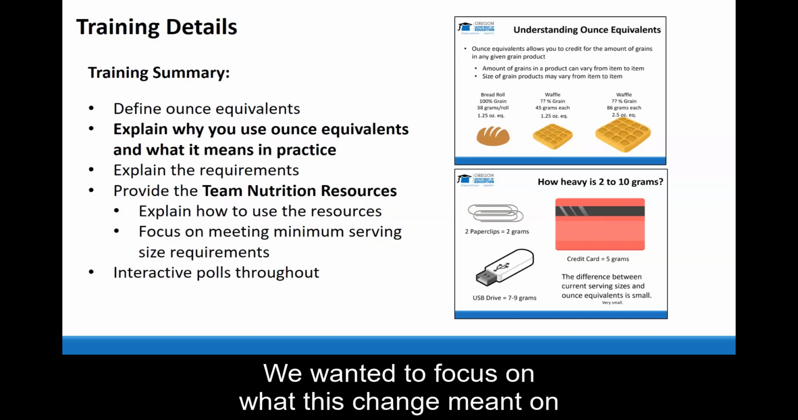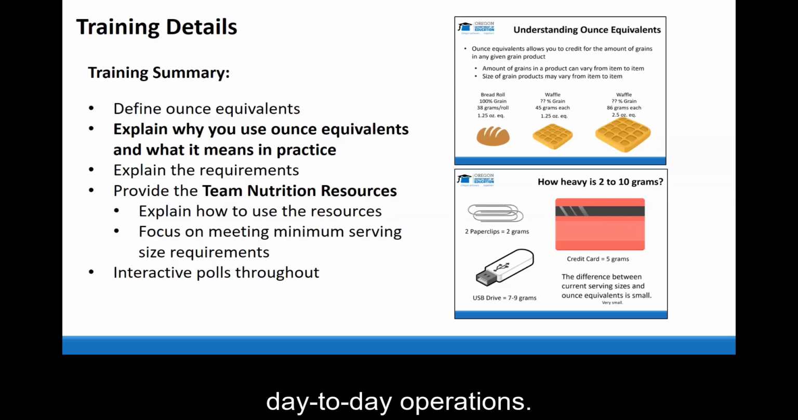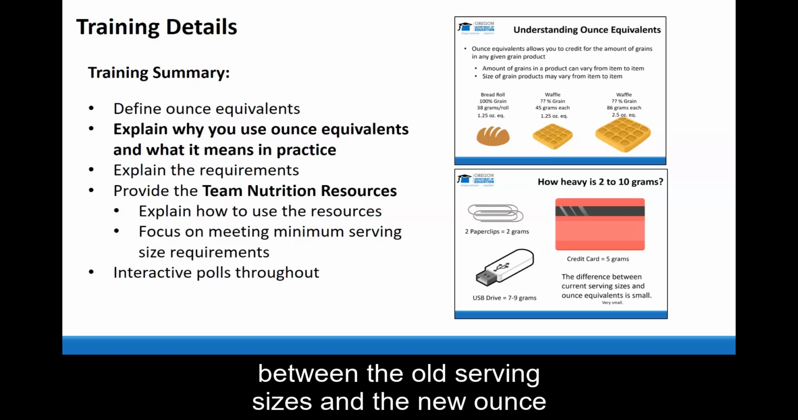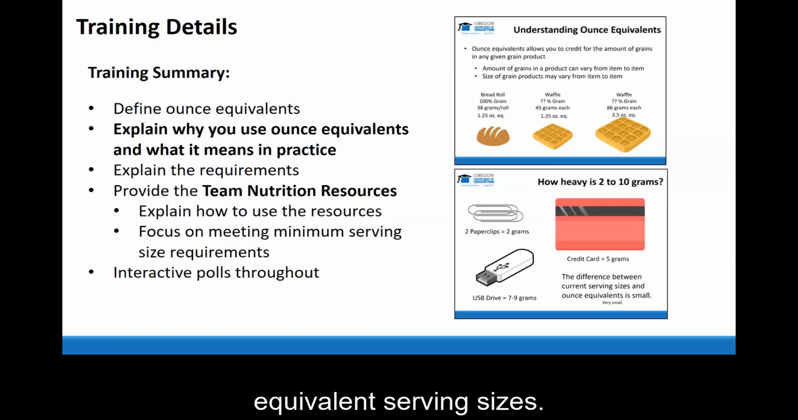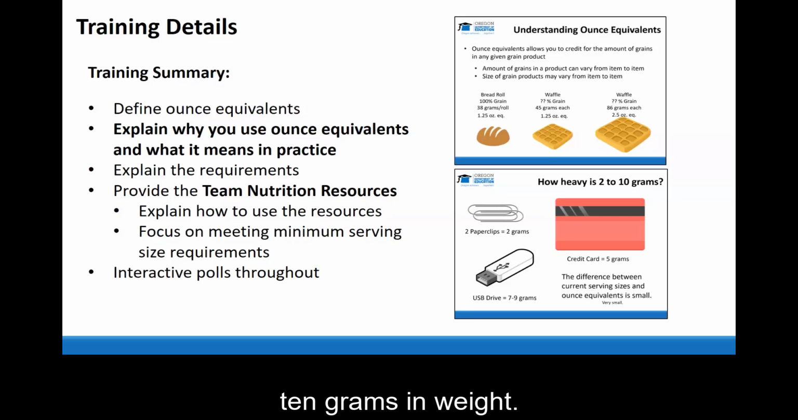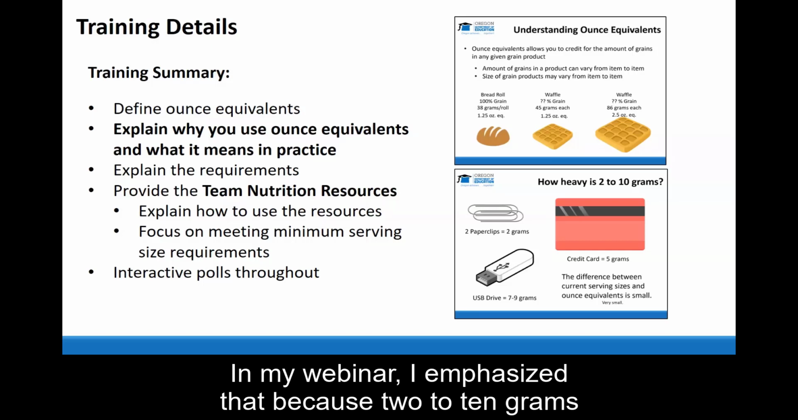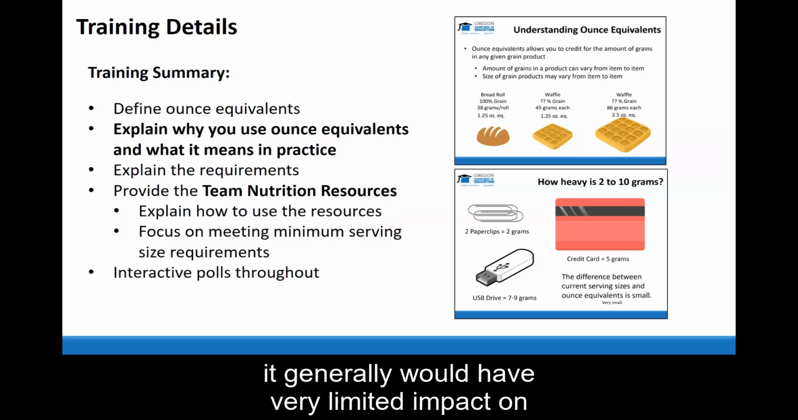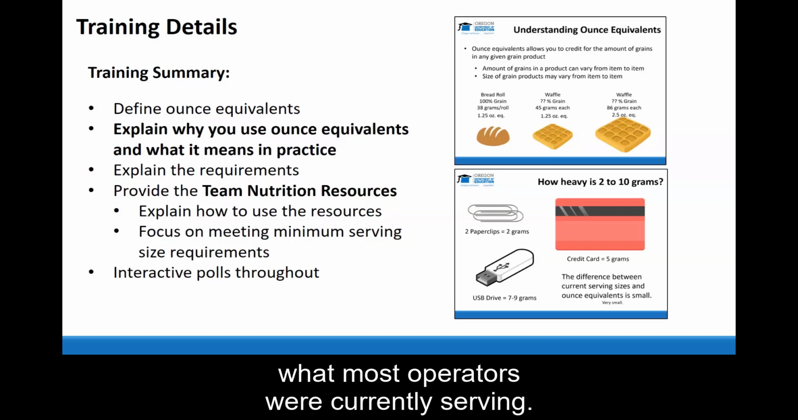We wanted to focus on what this change meant on day-to-day operations, and the answer is that it does not have a big impact. Between the old serving sizes and the new ounce equivalent serving sizes, most portion sizes only changed by 2 to 10 grams in weight. In my webinar, I emphasized that because 2 to 10 grams was not a big practical difference in portion sizes, it generally would have very limited impact on what most operators were currently serving.